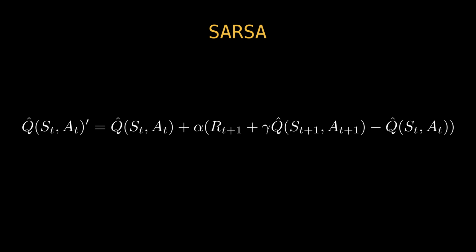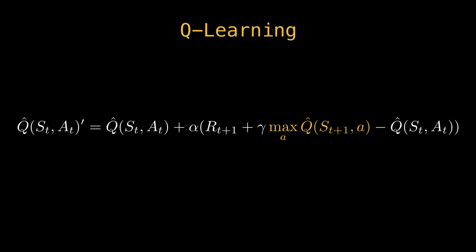Now, what if we assume that the preferred policy will always take the action that maximizes the value of the next state? This would allow us to estimate the optimal action value function directly. This is exactly what the Q-learning algorithm does.